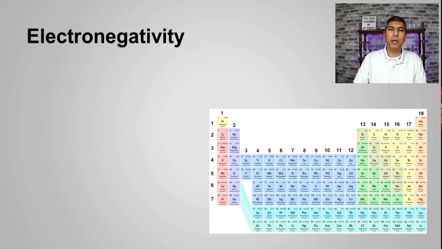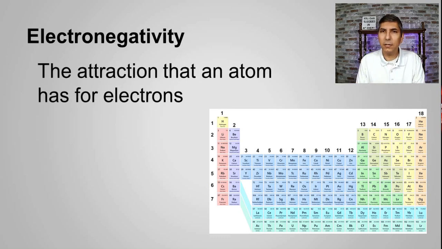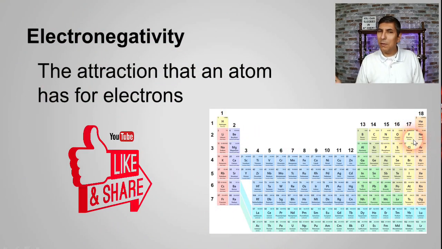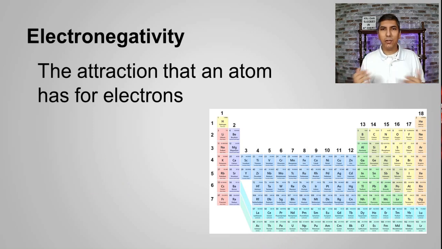Electronegativity is another one. Now, that's a big word. Basically, electronegativity just means the attraction that an atom has for electrons. And if we think about this, I think we can say that fluorine has 7 valence electrons. It would really be more stable with 8. So it really is going to attract those electrons very, very effectively. So fluorine has a very high electronegativity.